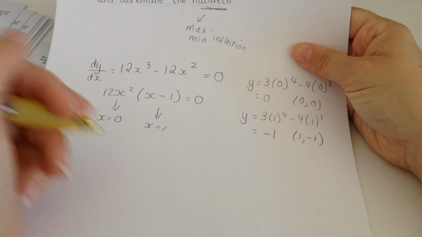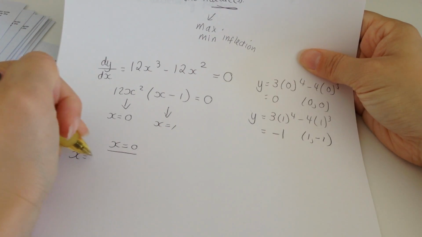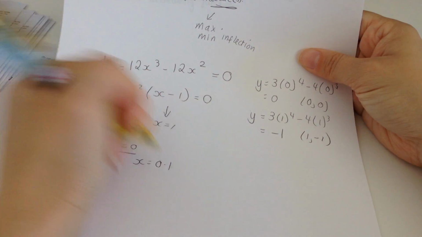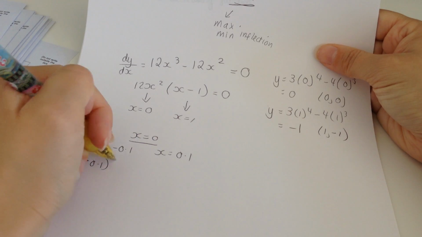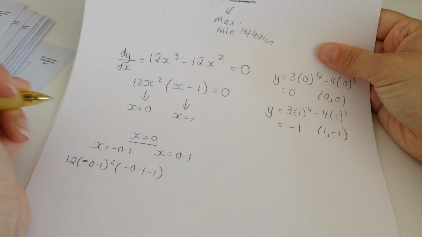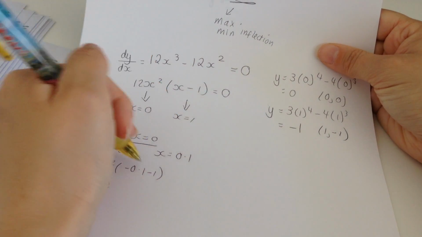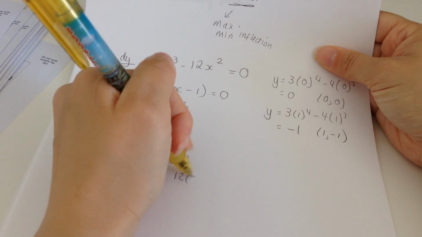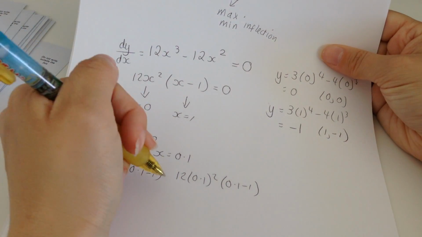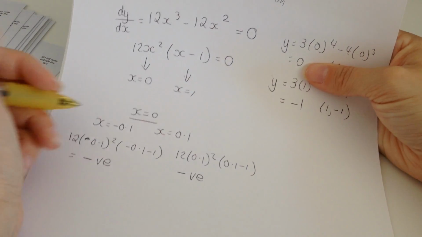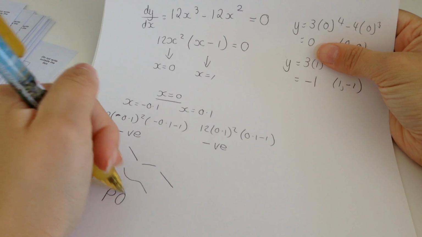Now, to determine their nature, we're going to have to go either side. So if we take x equals 0, we're going to have to go a little bit to the left and a little bit to the right, and we're going to plug that into dy by dx. Like that. And work out what that is. That's going to be negative. We only really care if it's positive or negative. And then this one's going to be negative as well. So because it goes negative, 0, negative, it means it's a point of inflection.